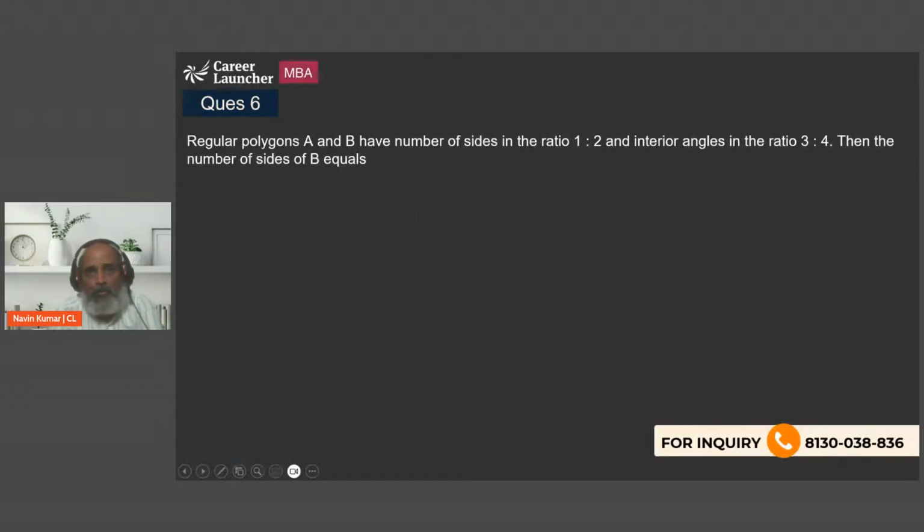Another question on regular polygon. So regular polygons A and B have number of sides in the ratio 1:2. So if you talk about A and B and the sides, it's 1 and it's 2. And if you talk about interior angle, it is 3 and 4. So we need to find out the number of sides of B.